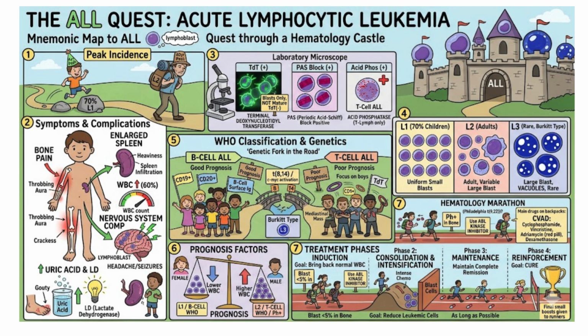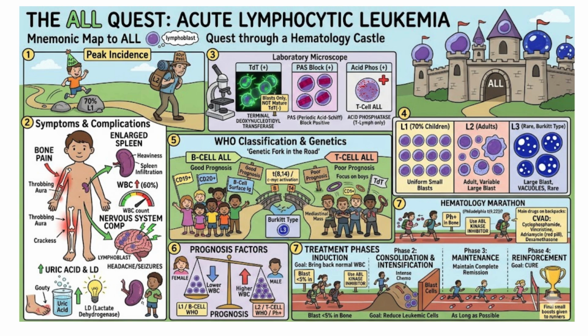The figure highlights bone pain through throbbing auras around the joints and indicates an enlarged spleen and nervous system complications caused by lymphoblast infiltration. Furthermore, the laboratory findings are depicted as elevated levels of uric acid and lactate dehydrogenase, while a gauge shows that 60% of patients will present with an increased white blood cell count.